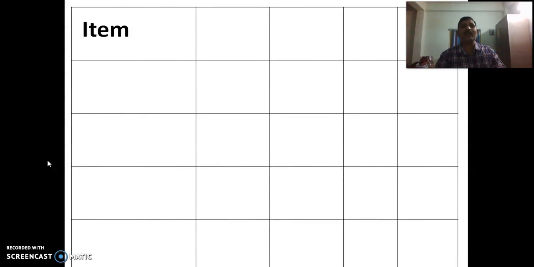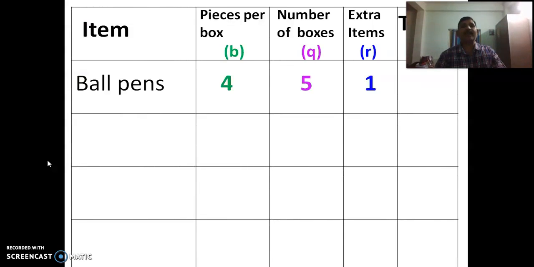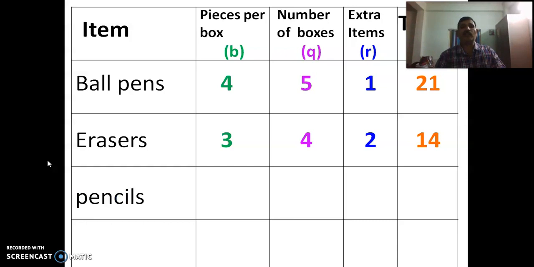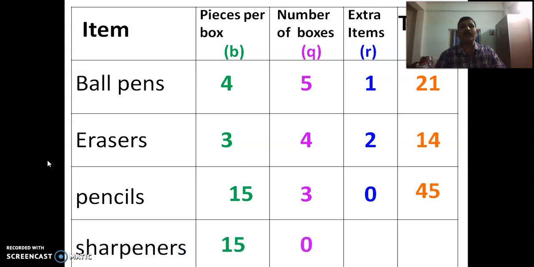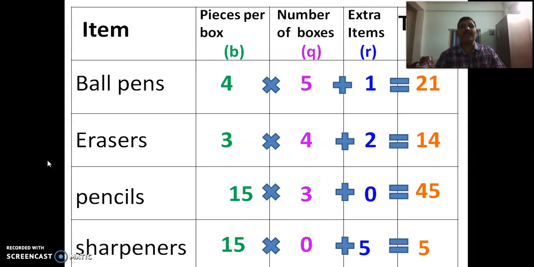Now whatever examples we considered till now, let us try to tabulate them. Here it will be like this. It contains pieces per box, number of boxes, extra items, total. Ball pens, we observed that there are 4 ball pens in each packet and 5 packets, 4 into 5 plus 1, that's how we get 21. Likewise, erasers, 3 into 4 plus 2, 14. Then pencils, 15 into 3 plus 0, 45. And sharpeners, 12 into 0 plus 5, that is 5. Okay, this is the way in which we can get them.